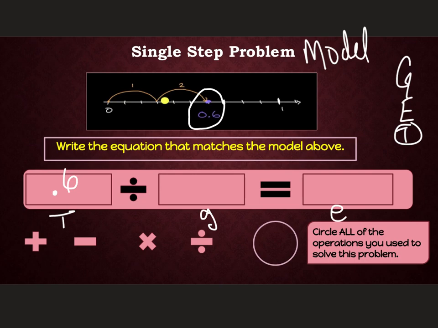So if I'm trying to find the groups here, I can look at the jumps. Essentially, the jumps are the groups. So I have 1, 2 jumps, so that means I have 2 groups. And then that leaves the last blank, which is how many are in each group. Well, if I count, and if I end here at 0.6, that means each of these is 0.1, 0.2, 0.3, 0.4, 0.5, 0.6. So here is where the first jump ends, which would be 0.3. And then another 0.3 would give me 0.6.